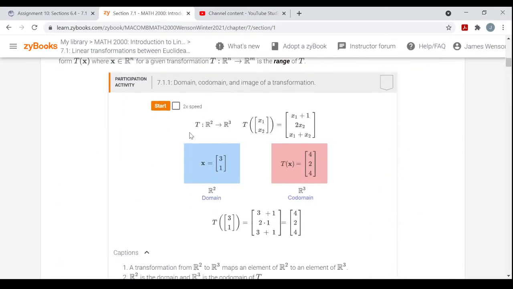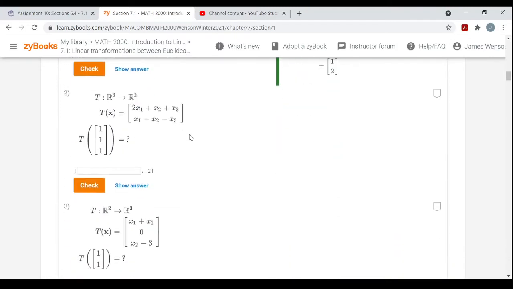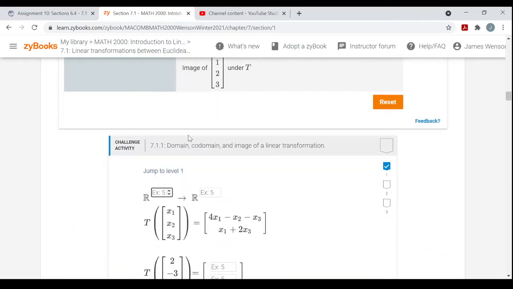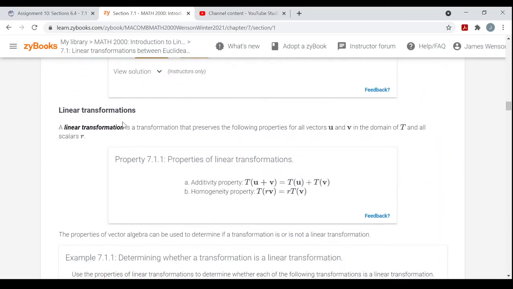Alright, now, these transformations we've been looking at, like in this activity here, this example here, some of them are considered linear, and some of them are not. That's what we're going to get into now. What makes a transformation a linear transformation?